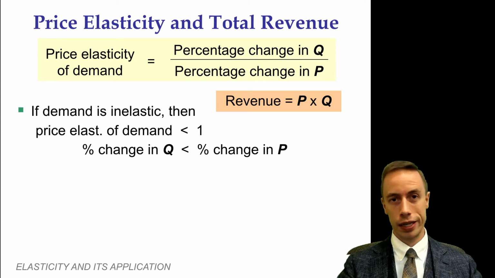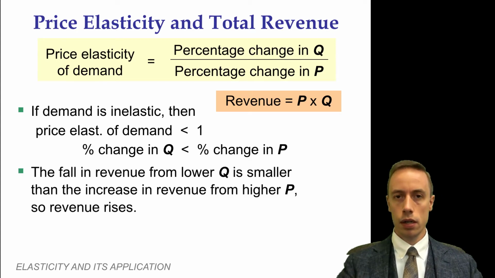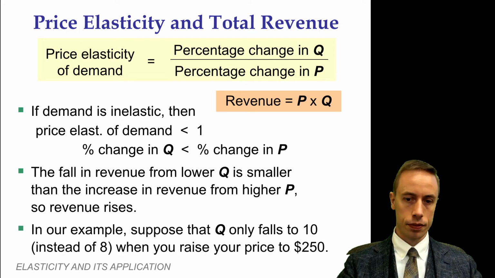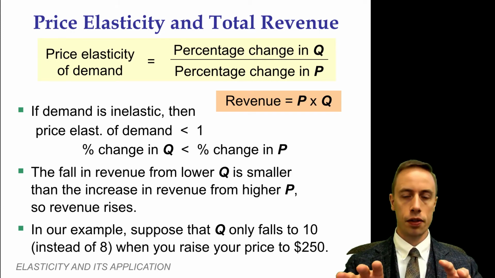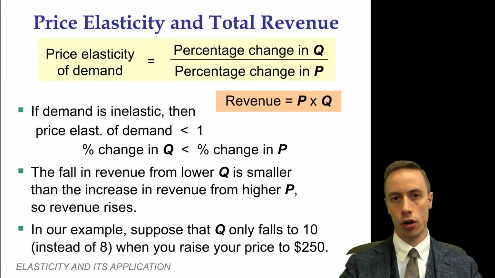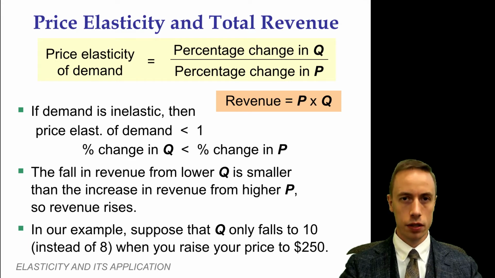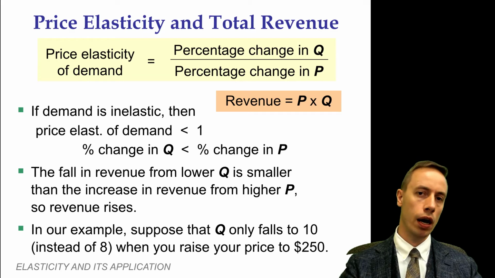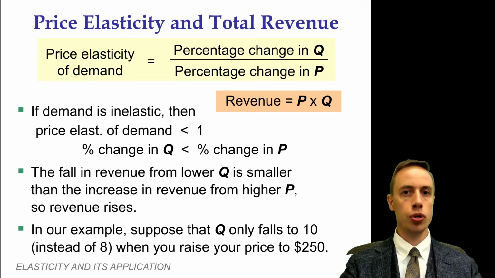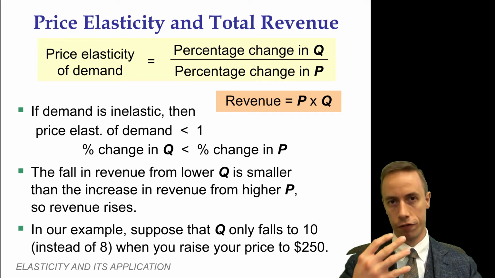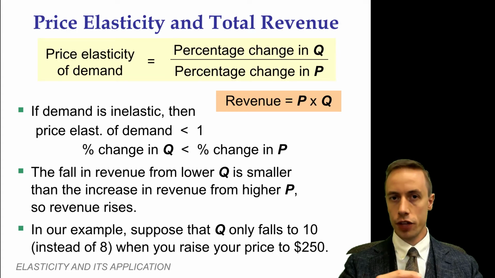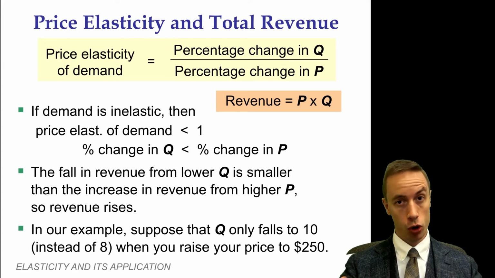So I don't want to do a completely new example here, but to show you that revenue increases when you raise price on an inelastic product, let's make a small modification to the website example. Let's say, keeping all the other numbers the same, when you raise the price to $250, quantity falls to 10 units instead of all the way to 8. So you're losing only 2 sales instead of 4. This changes the elasticity. If you want to, pause the video and give it a shot calculating yourself.